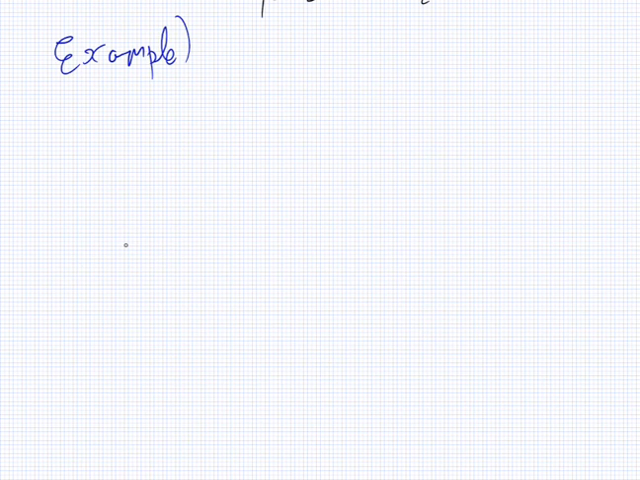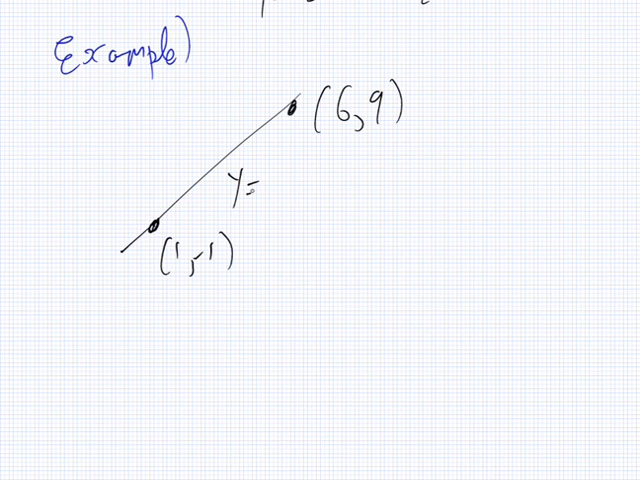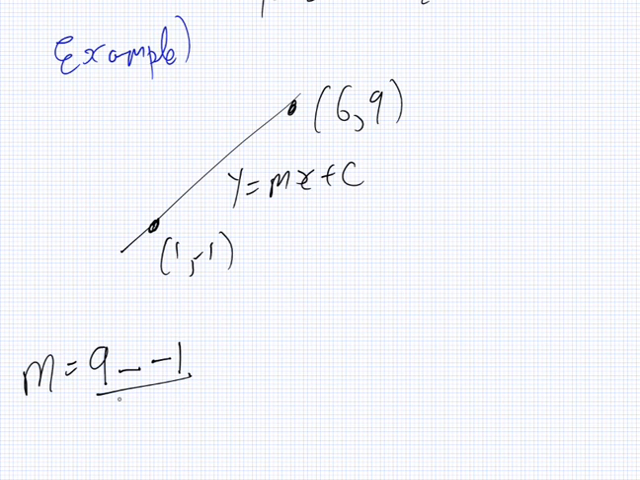So in this example here, I have the point, for example, 1 minus 1, and here I have the point 6, 9, and I want the equation of this line. So it's like the last one. How can I find the m? y2 minus y1 over x2 minus x1. So in this example it will be 10 over 5, which is 2.